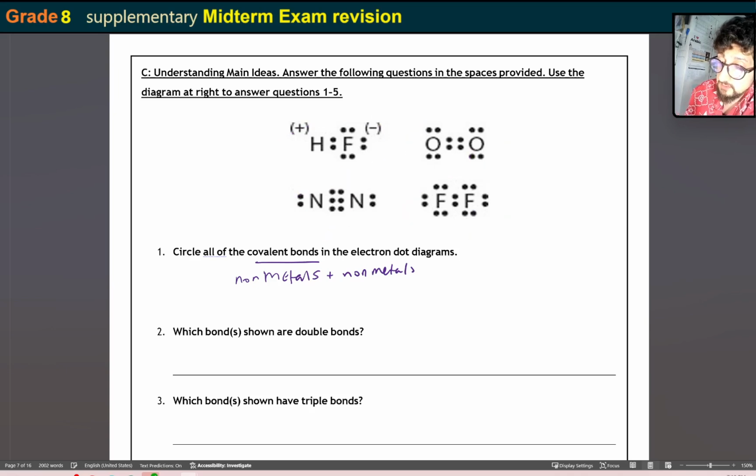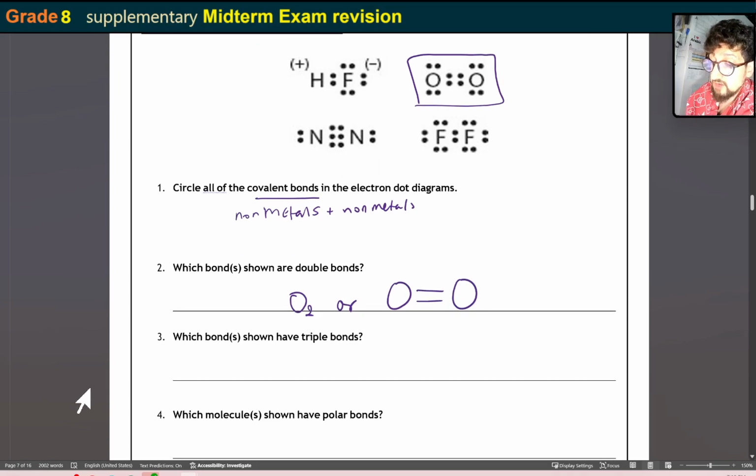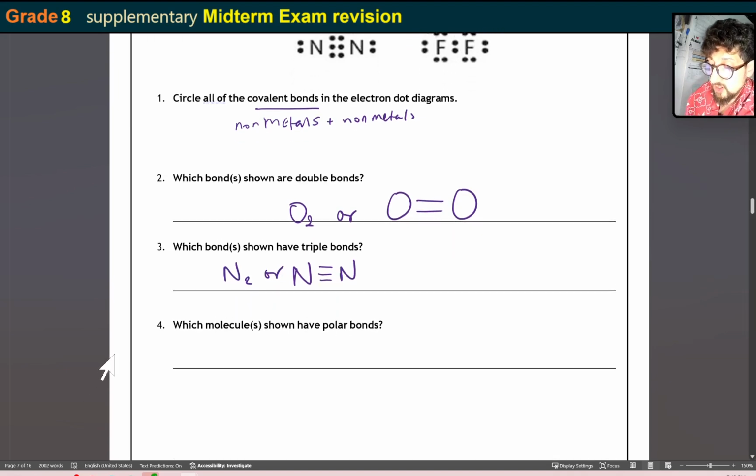Okay. Which bonds shown are double bonds? Oxygen is a double bond, O2, or oxygen with another oxygen, that's a double bond. Which bonds shown have triple bonds? So that's the nitrogen. Okay, N2. Which molecules shown have polar bonds?